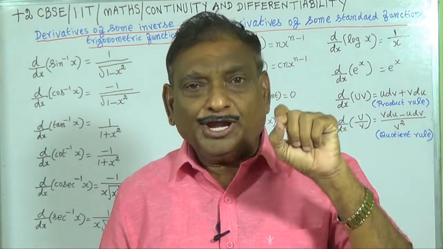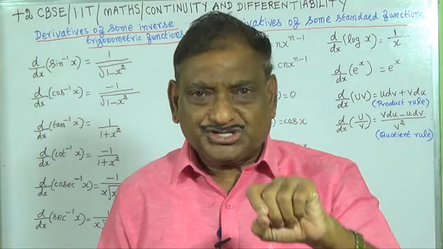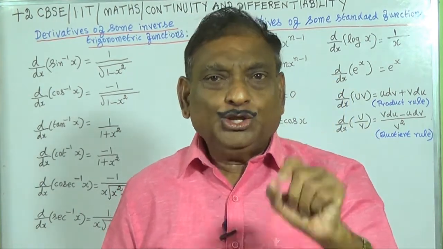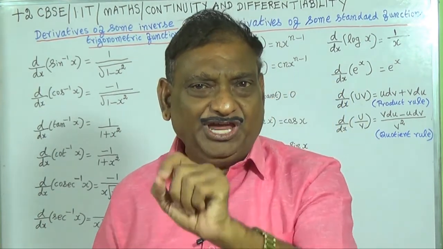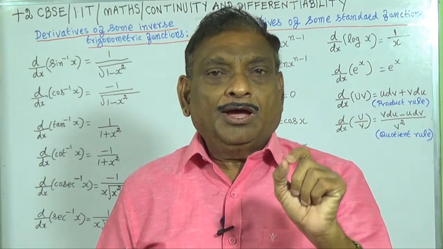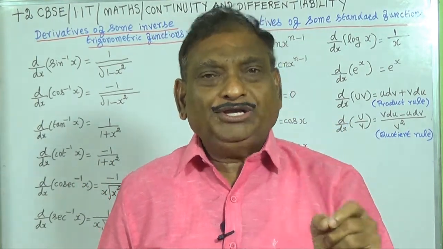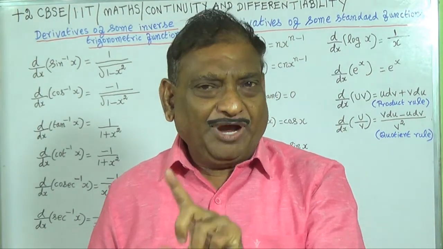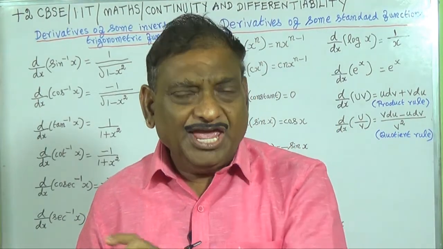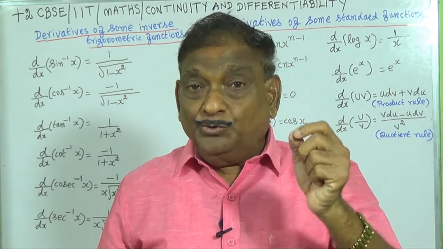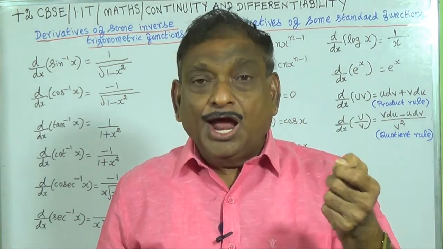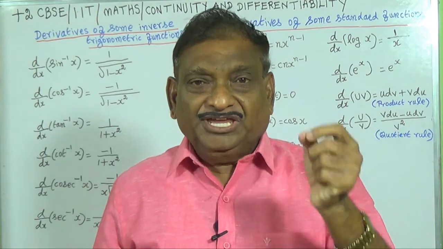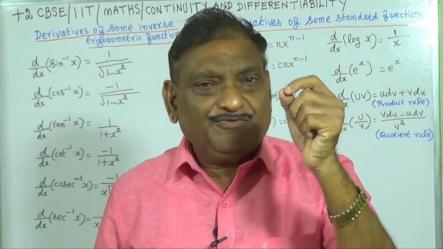As per the product rule, on differentiation, we will get u dv plus v du. As per quotient rule, on differentiation, we will get v du minus u dv by v square. Now we are going to see about some inverse trigonometric functions.